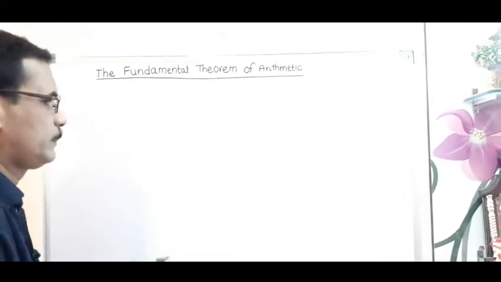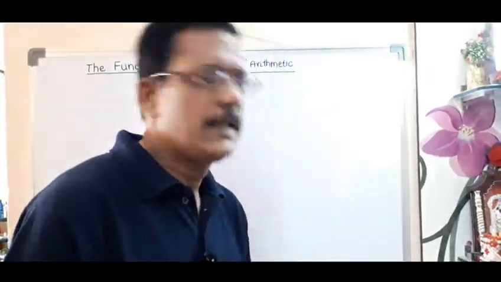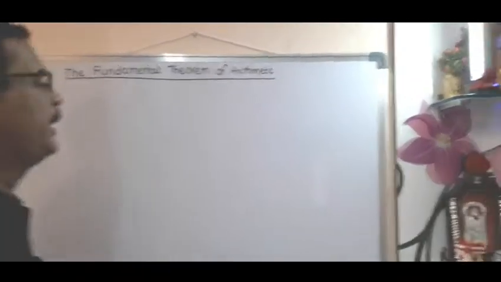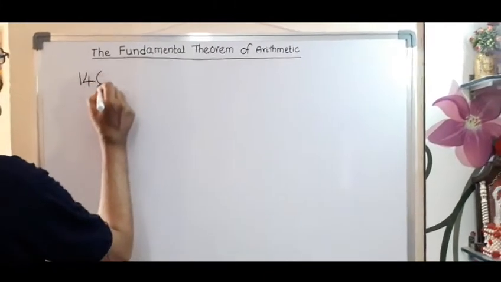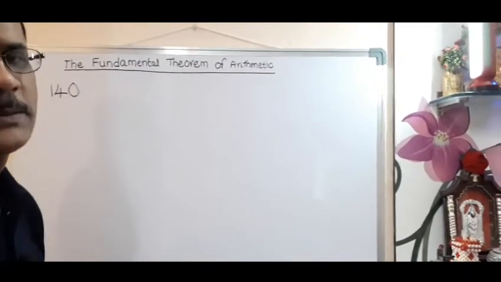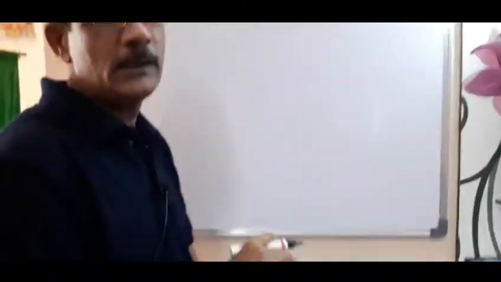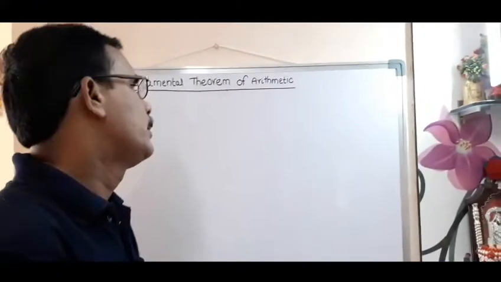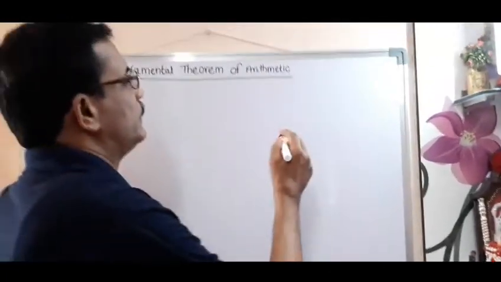Now, I am taking one composite number and expressing it as a product of its primes. Let us see how to write 140 as a product of primes. 140 prime factorization. In lower classes we learned how to find the prime factors of a composite number.